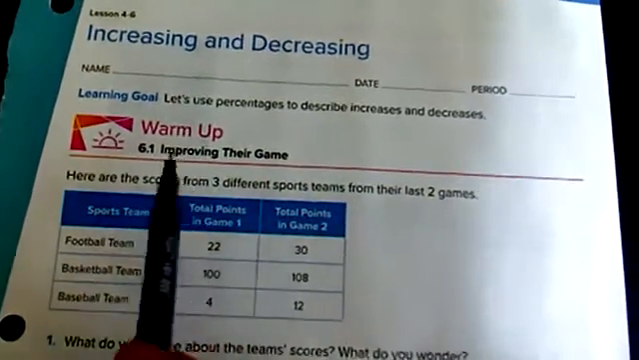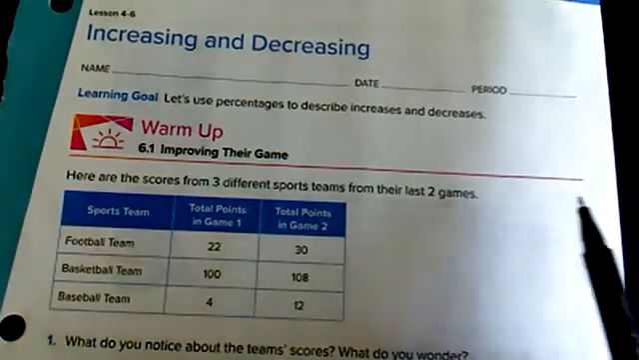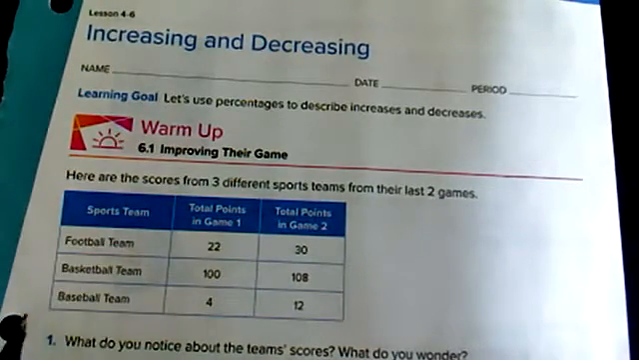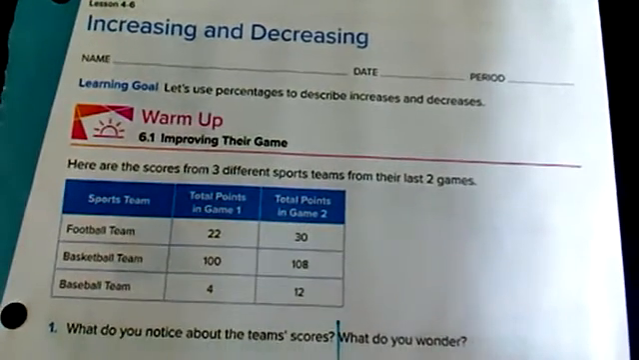We're going to start today with our warm-up, Improving Their Game. So here are the scores from 3 different sport teams from their last 2 games. We have the football team, the basketball team, and the baseball team. And I want you to write just one thing you notice and one thing you wonder. Pause the video and take the time to do that now.